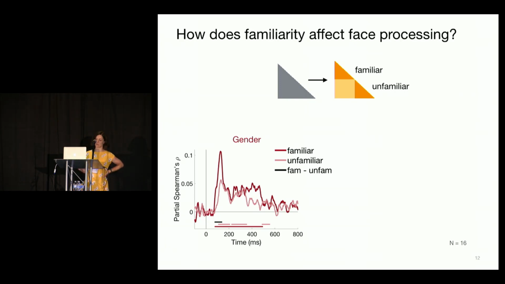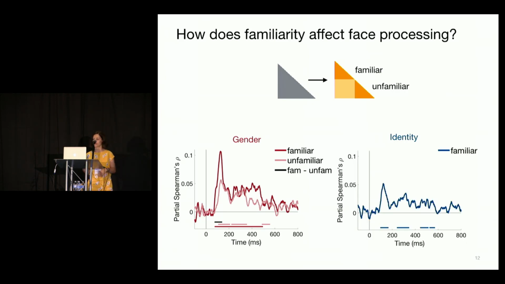And now we want to do the same thing for identity. So how is identity affected by the fact that you are familiar with the face or not? When we look at familiar faces, there's still identity information. We can still discriminate identities for familiar faces. However, when we do the same thing for unfamiliar faces, we no longer can discriminate identities. And that difference is again significant.